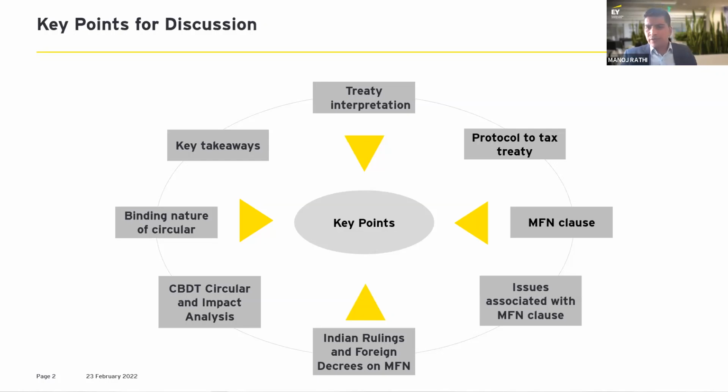Then we'll move to some of the critical issues that are now associated with the MFN clause, primarily the two issues that the circular is giving rise to. We'll talk about some of the Indian rulings and the foreign decrees on MFN, talk about the CBDT impact and a more granular level of impact analysis for us to go back and look at different situations to apply MFN henceforth. And of course, the talk of the town is also on what is the binding nature of this circular. We'll touch upon that briefly, and then finally the idea is to consolidate all the learnings, all the takeaways, all the key considerations associated with MFN as a topic.